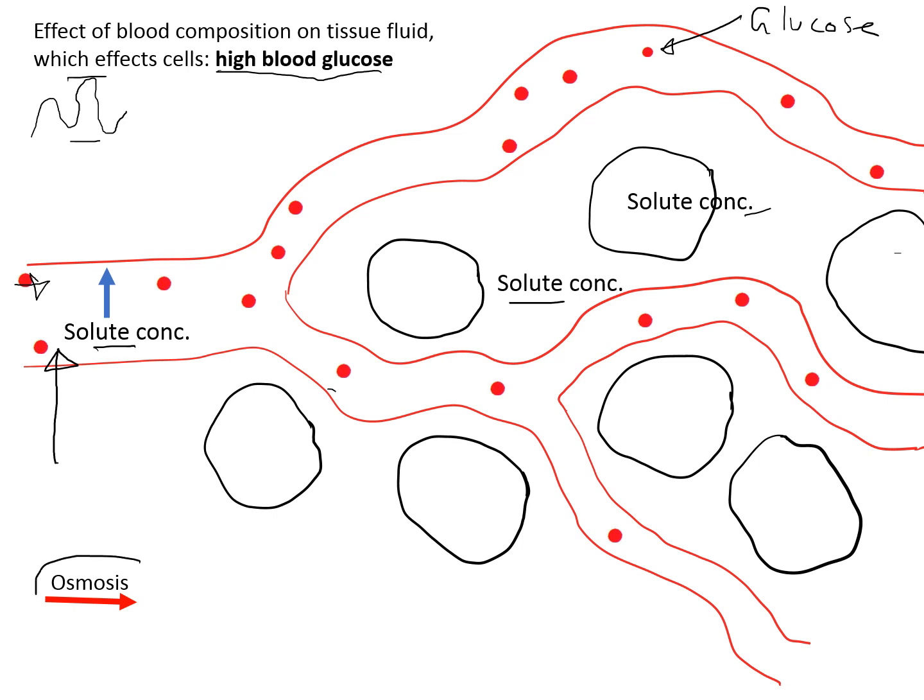Well, let's remember what osmosis is. Osmosis is the diffusion of water across a semi-permeable membrane, diffusion of water down its concentration gradient. So if we have an increased solute concentration in the blood, what that means is we are going to have a loss of water from the interstitial fluid. See, you don't believe me? Well, look, the computer even agrees with me. That red arrow, right?